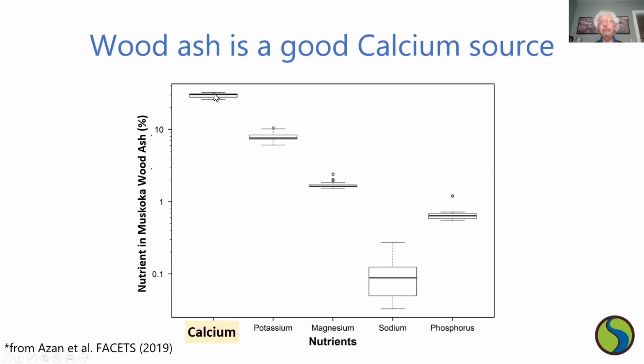The other thing we really liked was there was very little variability between different contributors of ash. So this little range from about 27% to 32% calcium is the range between 10 different people that gave us ash from their fireplaces. This gave us the confidence to start.